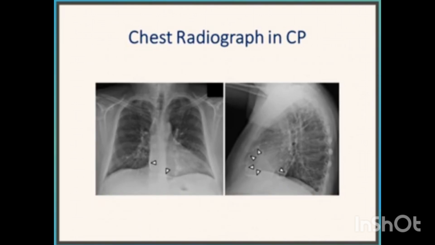diagnosis of constrictive pericarditis, where you can see the calcified pericardium. It's very apparent here in both PA and the lateral views. You can see the thin rim of calcium, and it helps us to confirm the diagnosis of constrictive pericarditis.